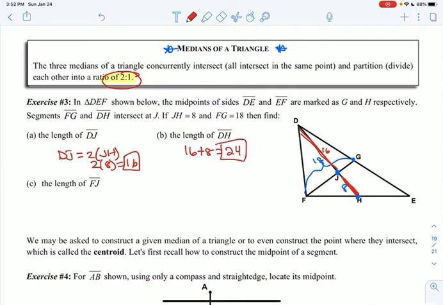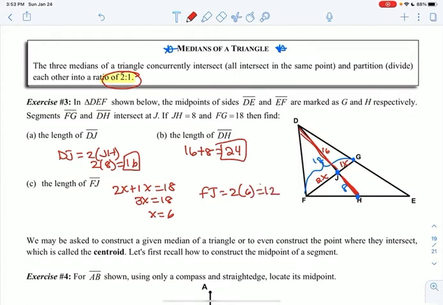And then I want to find the length of FJ. So basically, it's a 2-to-1 ratio, so I'm going to call that smaller section 1x, JG 1x, and I'm going to call FG 2x. And together, they equal 18. So 3x equals 18 and x equals 6. So FJ, which was 2x, or 2 times 6, is 12.